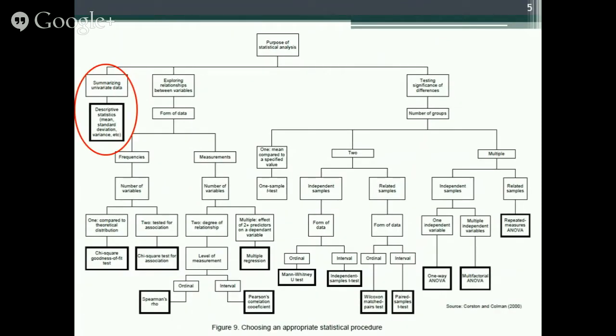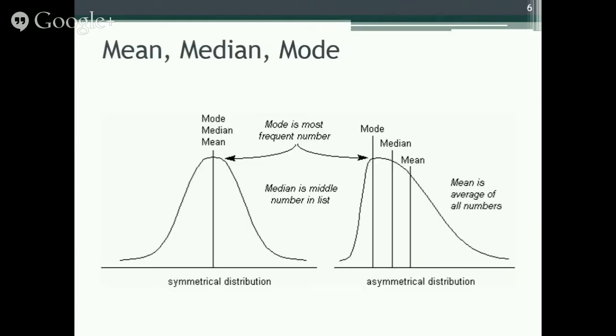So last time we talked about summarizing univariate data, and you recall that we started our little tree here on descriptive statistics. So we're talking about mean, standard deviation, and variance. We talked about mean, median, and mode. Here is a normal distribution, so it's symmetric. The mode is the most frequent number, the median is the middle number, and the mean is the average. In a symmetric distribution, that's fairly obvious, right?